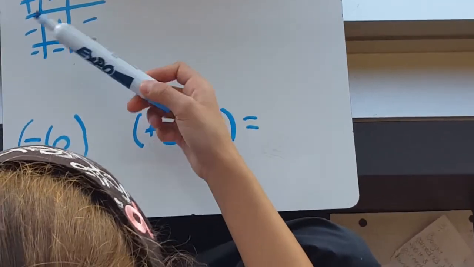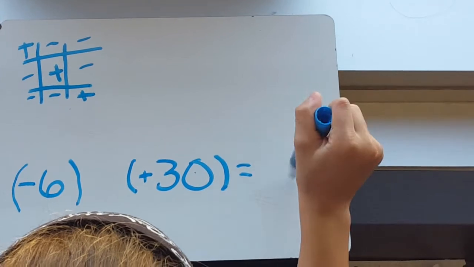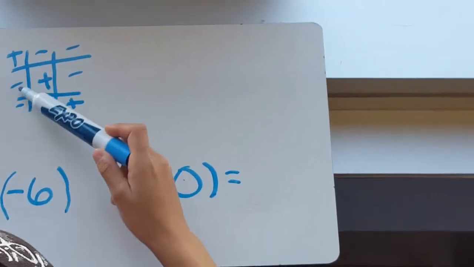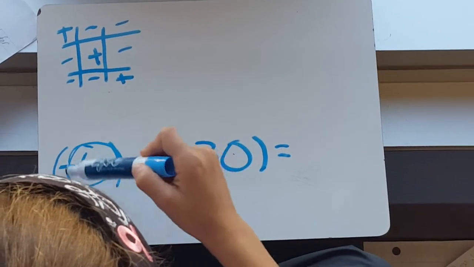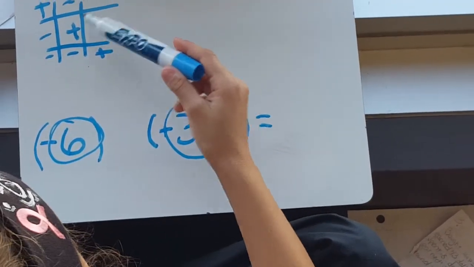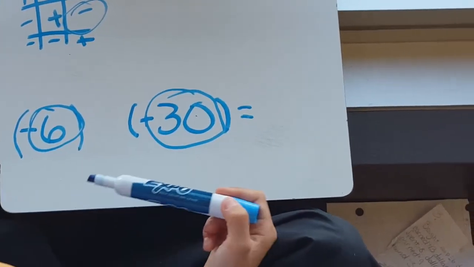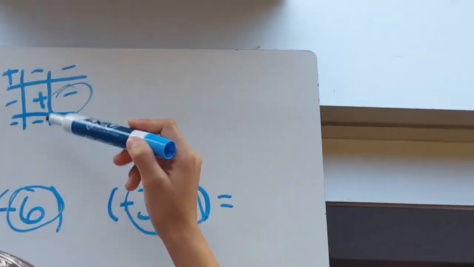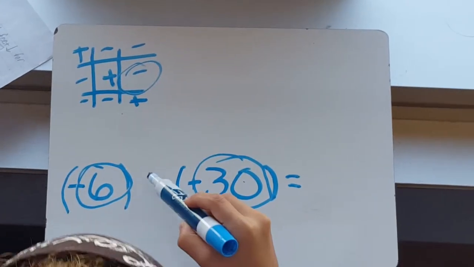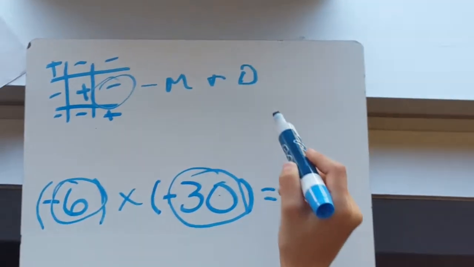So this grid will help you find if your answer is going to be negative or positive. So we're going to take negative, because negative 6, and then we're going to take positive, because positive 30, and then negative times positive equals negative. And you could either have done it this way too, it just doesn't matter, whichever way you find your answer. And so this you're gonna multiply, and this grid only works on multiplication and division for integers.